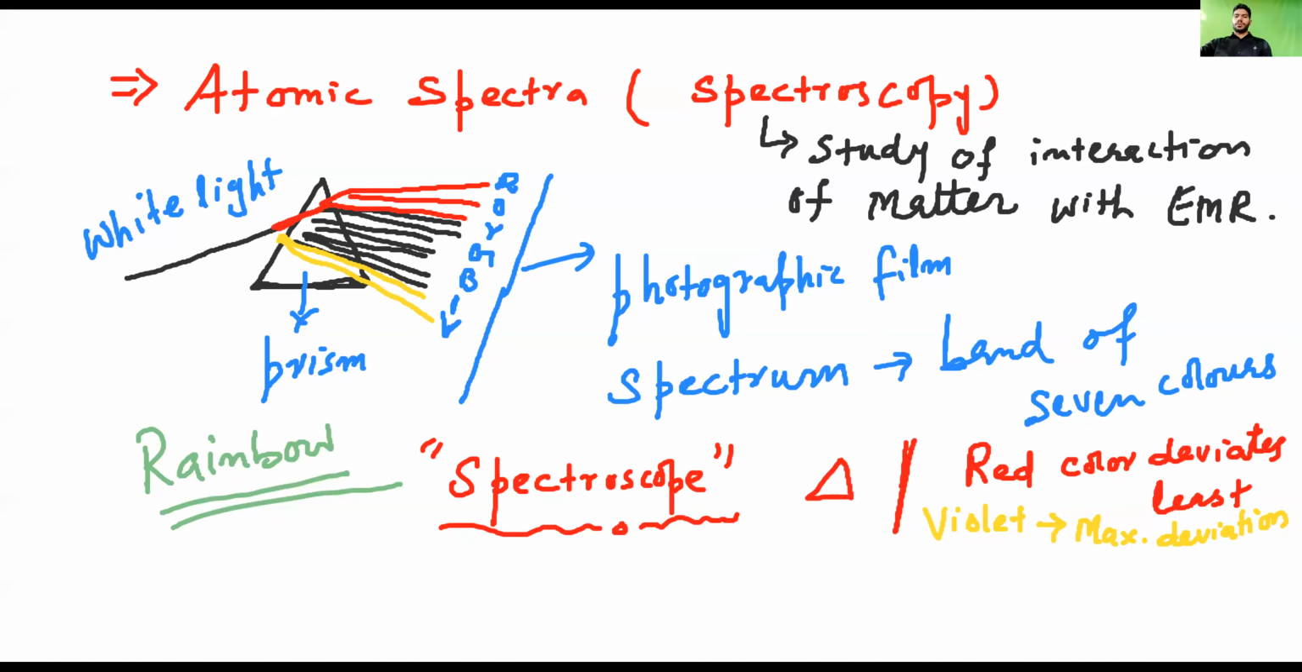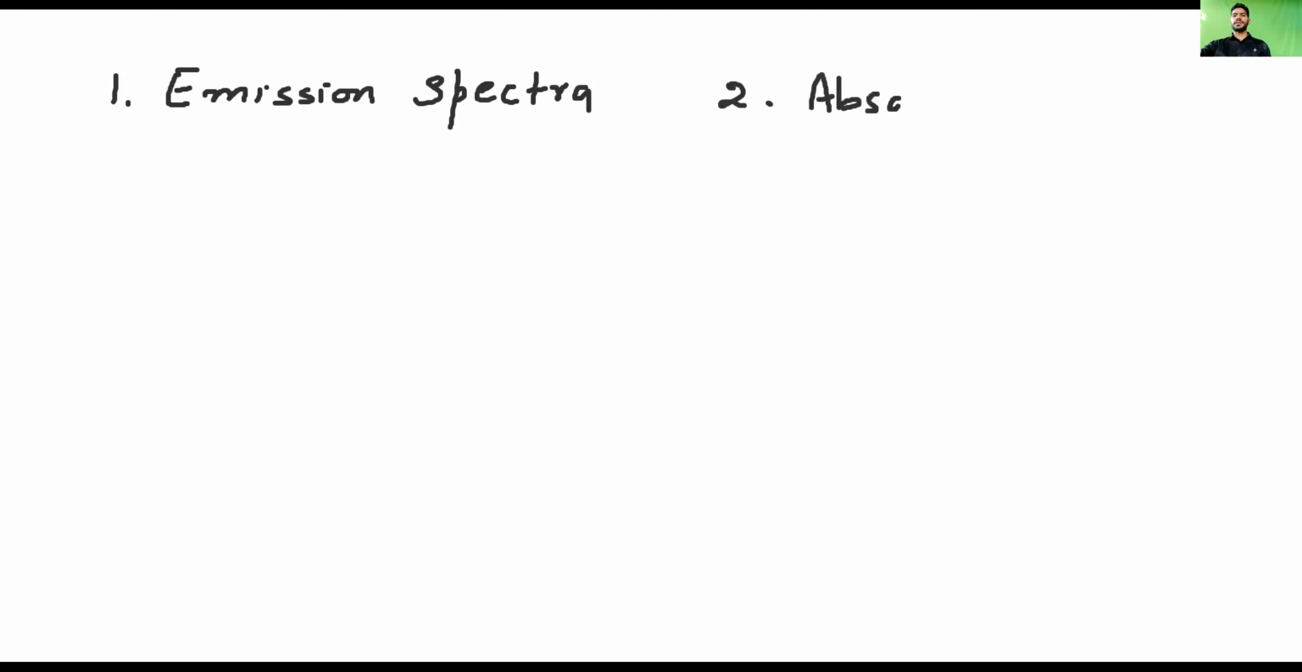Okay, so now what is here? We have 2 types of spectra. We will study the 2 types of spectra. One is known as emission spectra, another is known as absorption spectra. So let's see first what is emission spectra. Another is absorption spectra, which we will study ahead, but first we will study emission spectra.